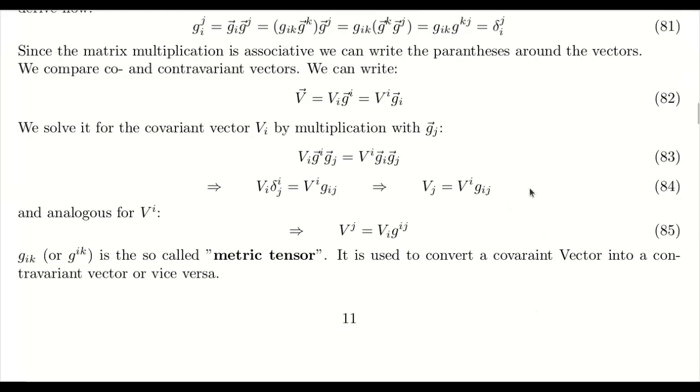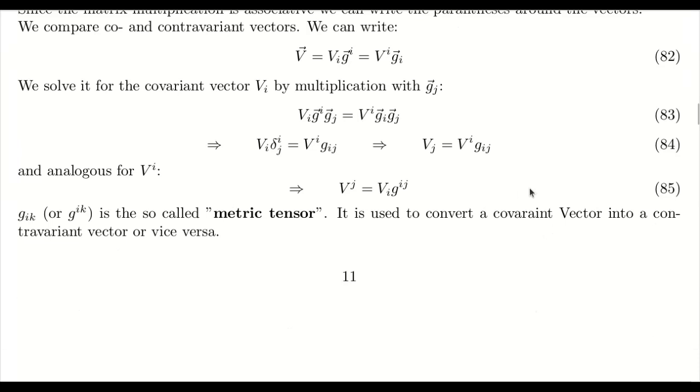And now we compare an arbitrary co- and contravariant vector. We can write for an arbitrary vector v, we can use the covariant components or the contravariant components if we use the right vector basis. Okay, we solve it first for the covariant vector v. And so we multiply with the covariant basis vector from the right. So we would get this here.